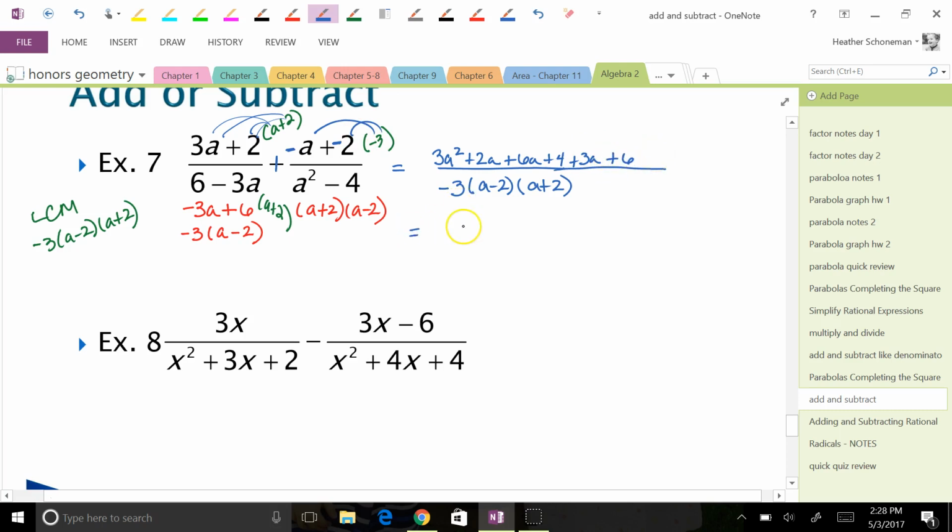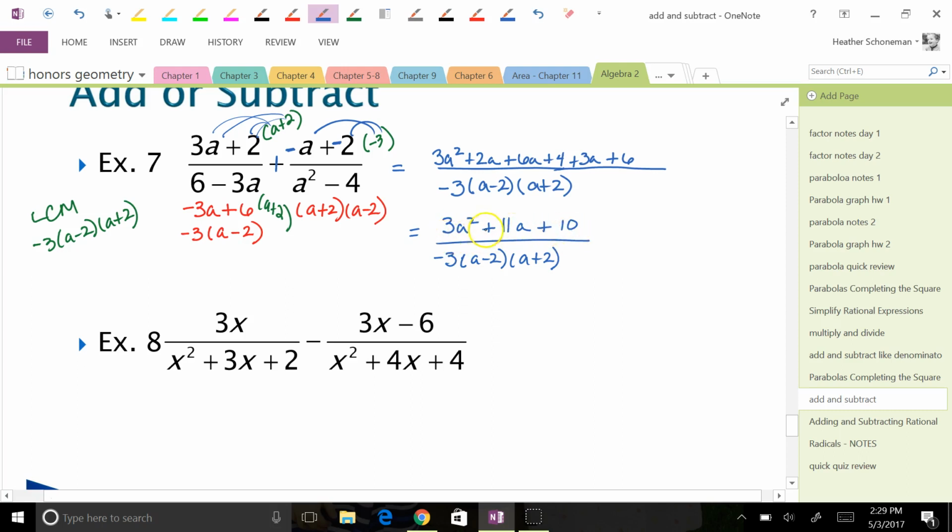All right, that's going to require some simplifying. So we have 3a squared, 2 and 6 is 8, plus another 3 is 11a, and then 4 and 6 is 10, all over -3 times a minus 2, a plus 2. Okay, now, just to make it more exciting, we need to check to see if this numerator factors.